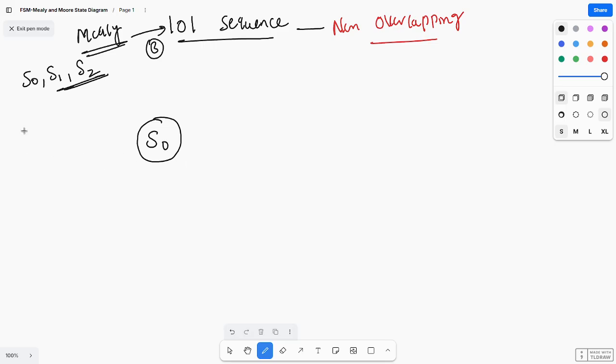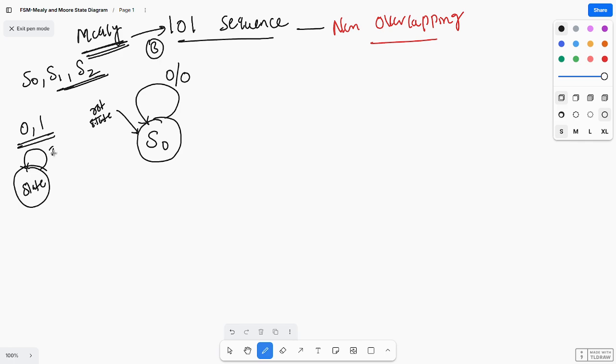Here, for each and every state you need to check for 0 and 1. If the sequence is detected, it will go to the next state. If the sequence is not detected, in a Mealy machine it will go to the initial state. Suppose the input is 0, it will stay in the same state. Let us take this as the reset state, where I am starting. The output is 0, since I didn't get the sequence. In a Mealy machine, the edge label is input by output.